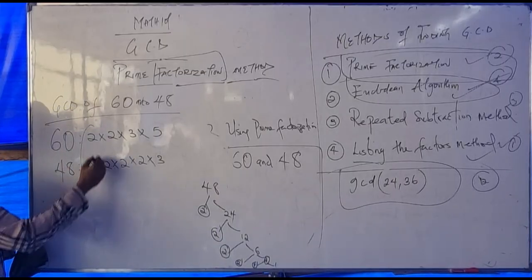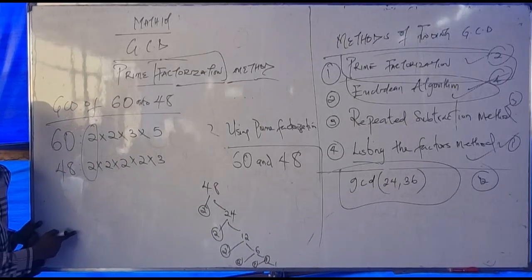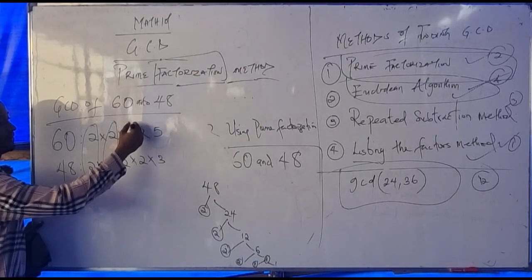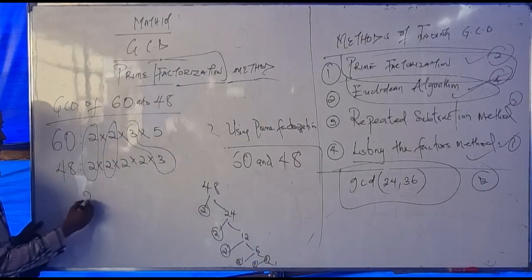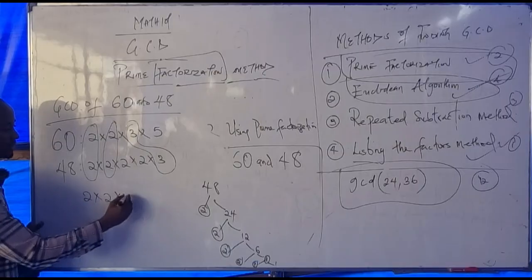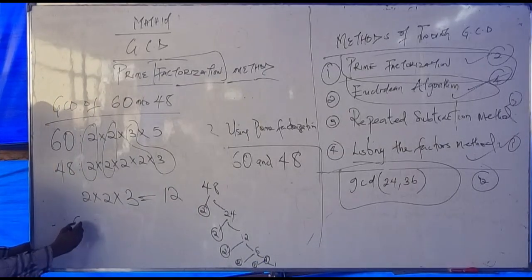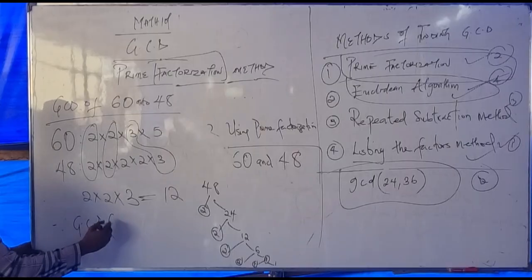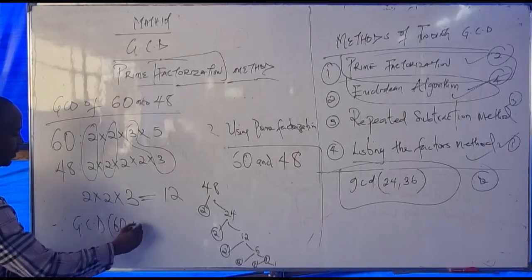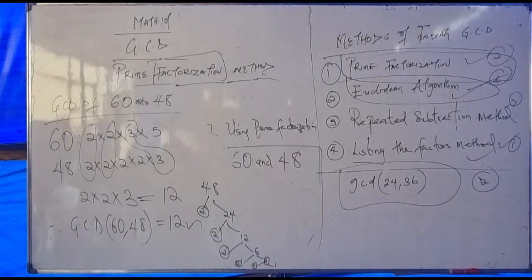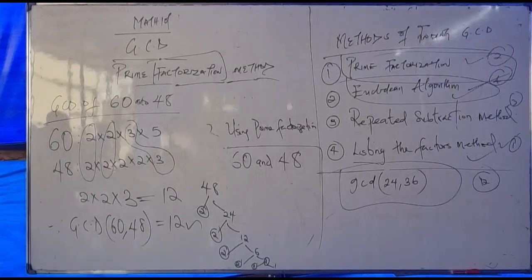So let's get to the common factors. Are you seeing it now? What do you have again? And that one, Abi. Are you there? What do you have there? 3. So what's the answer here? 2 times 2 times 3. What's the answer here? 12. Therefore, the GCD of 60 and 48 is 12.